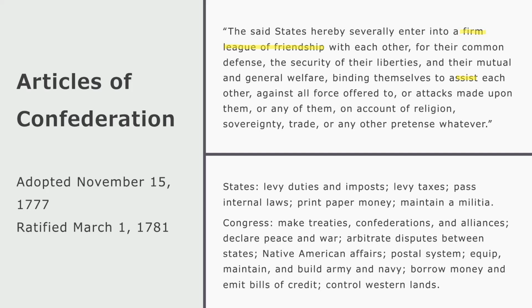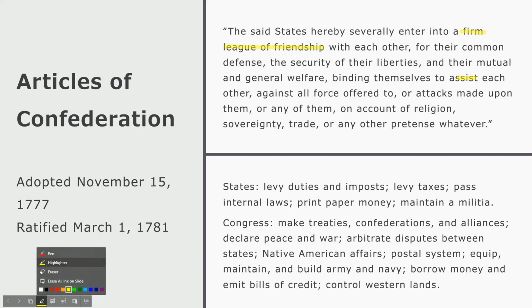arbitrate disputes between states. They had control over Native American affairs. They were expected to establish and maintain a postal system. They could equip, maintain, and build an army and navy. They could borrow money and emit bills of credit. And they also had control over Western lands.